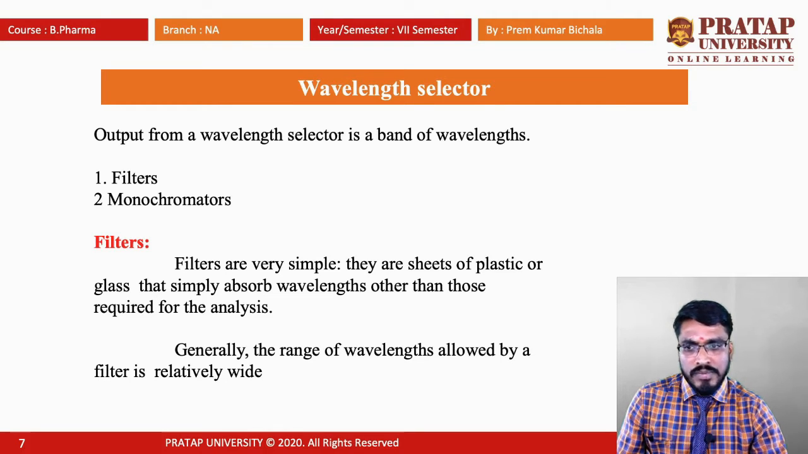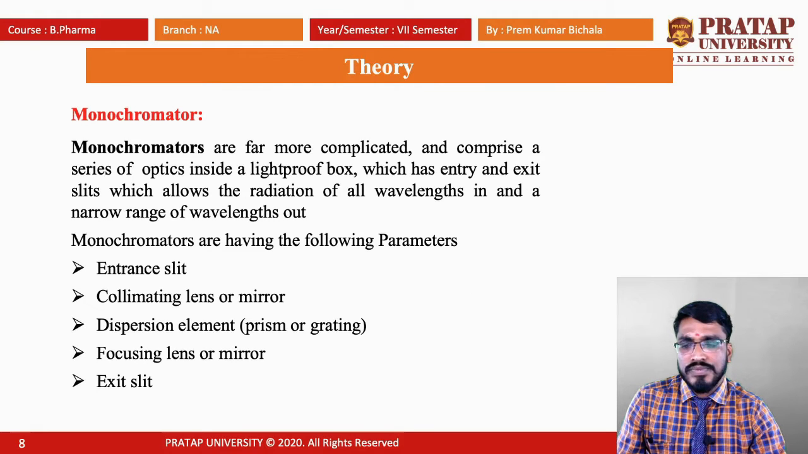Okay, from the filter, the light should pass through to the detectors or sample holders. The wavelength which we require should be passed through the sample holders. The remaining wavelengths, whatever the polychromatic light contains, should be absorbed by the filters, giving only the required wavelength which is used for the analysis to pass through the sample holders.